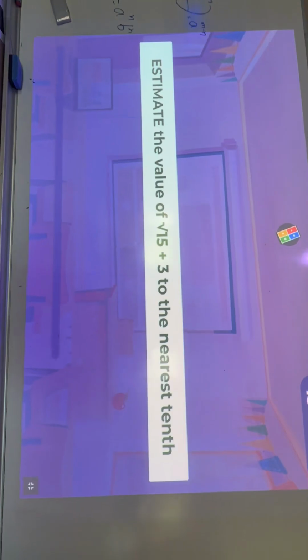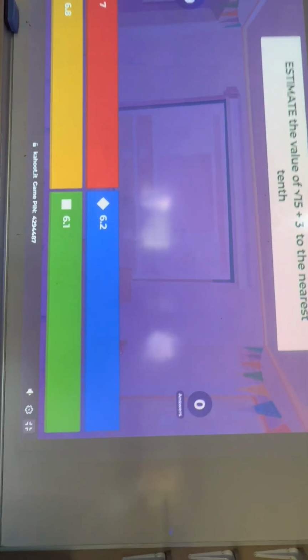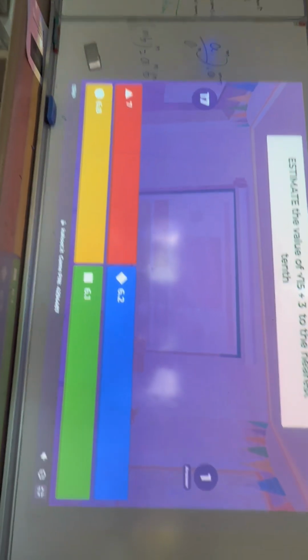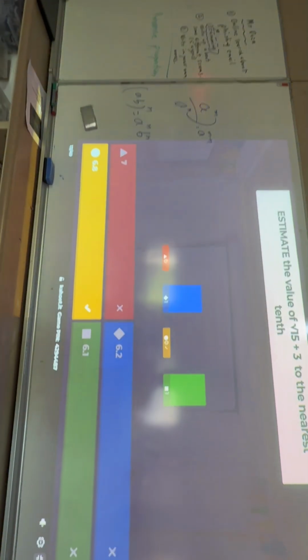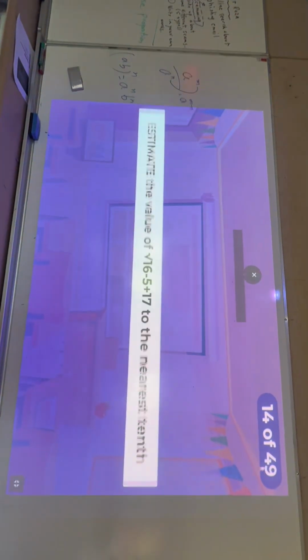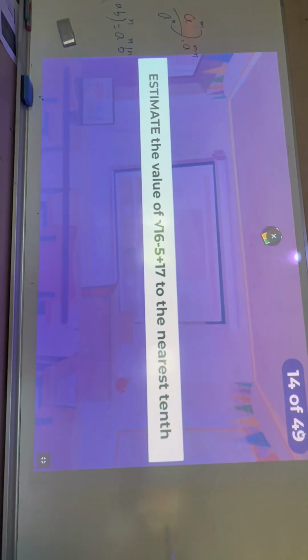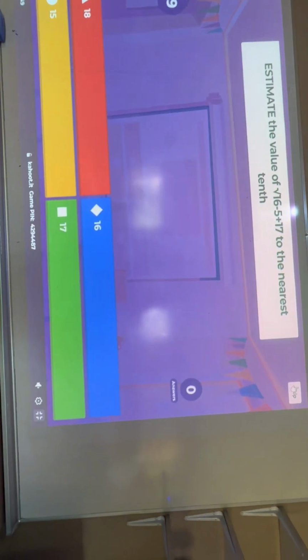Estimate the value of square root 15 plus 3 to the nearest number. 3 3s are 9, 4 4s are 16. 3 plus 3, 6, 6, 7. Estimate the value of square root 16, take away 5 plus 17.